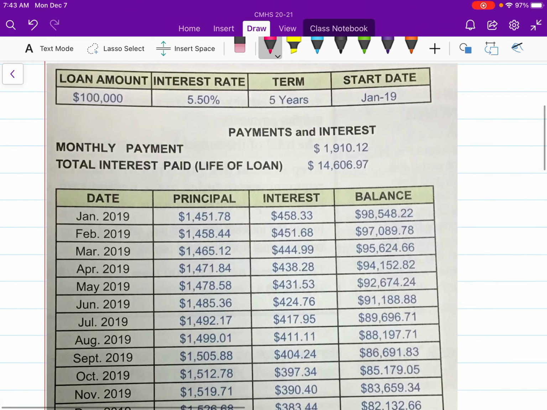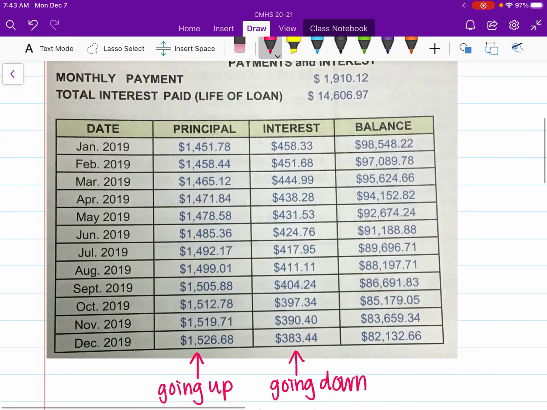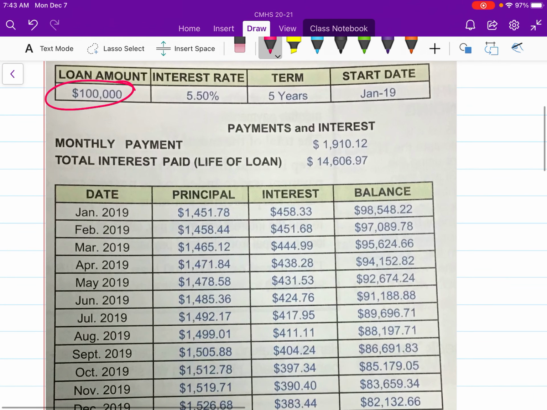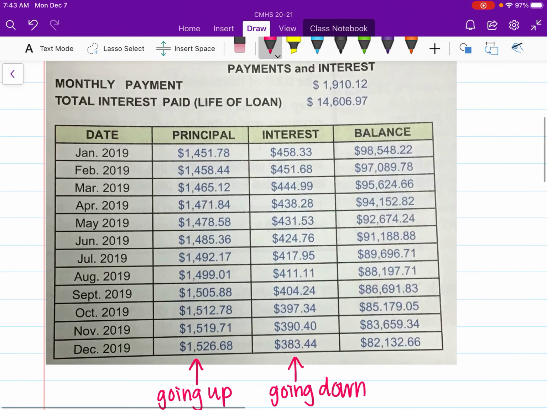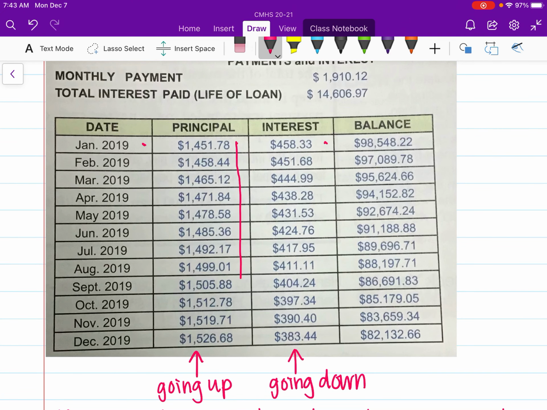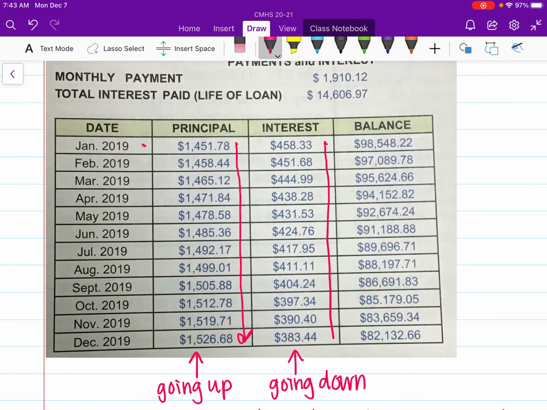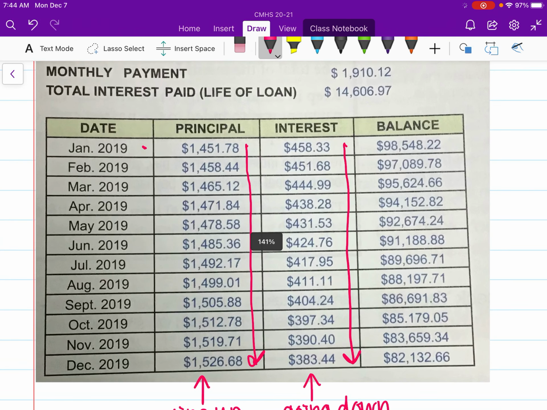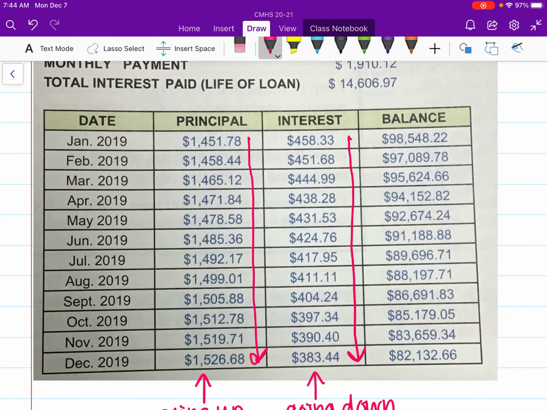Here is something interesting. You will notice that the principal, this is for a loan for $100,000 for 5 years, okay? So in January, here's the principal and here's the interest. You will notice as the year goes on, the principal actually goes up and the interest actually goes down. So what that means is at first, you're paying a lot of interest to the bank. So a lot of your money is going actually towards the interest and not towards the actual loan. However, over time, hopefully, your interest will be down to about, oh my gosh.